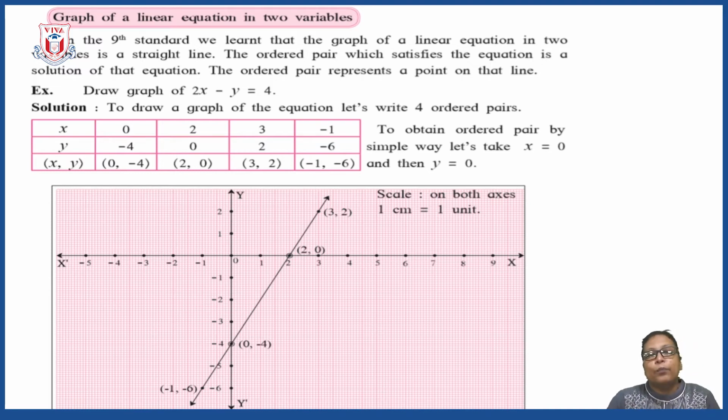Okay, so why is this method used, do you understand? Because the graph of the equations in two variables is always a line. So it is called linear equations in two variables.